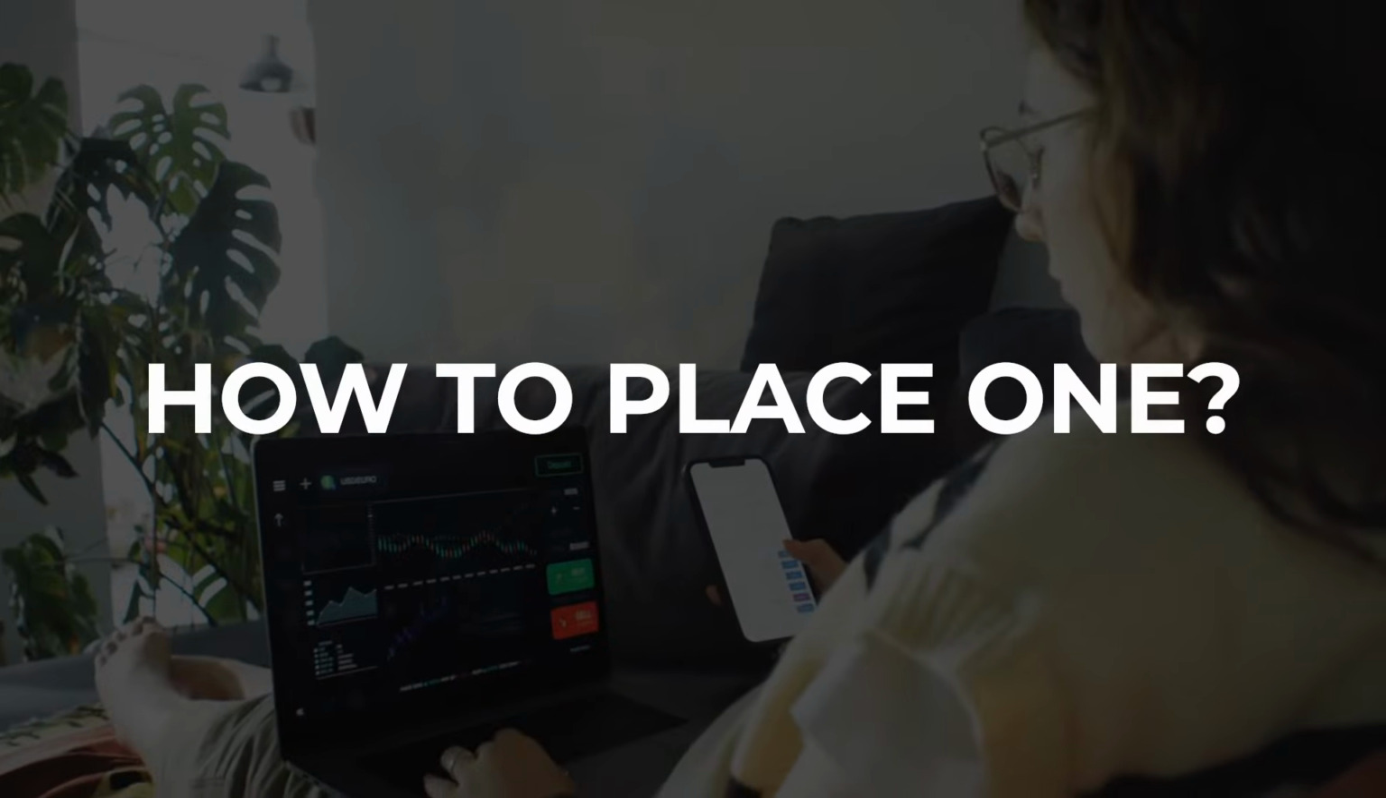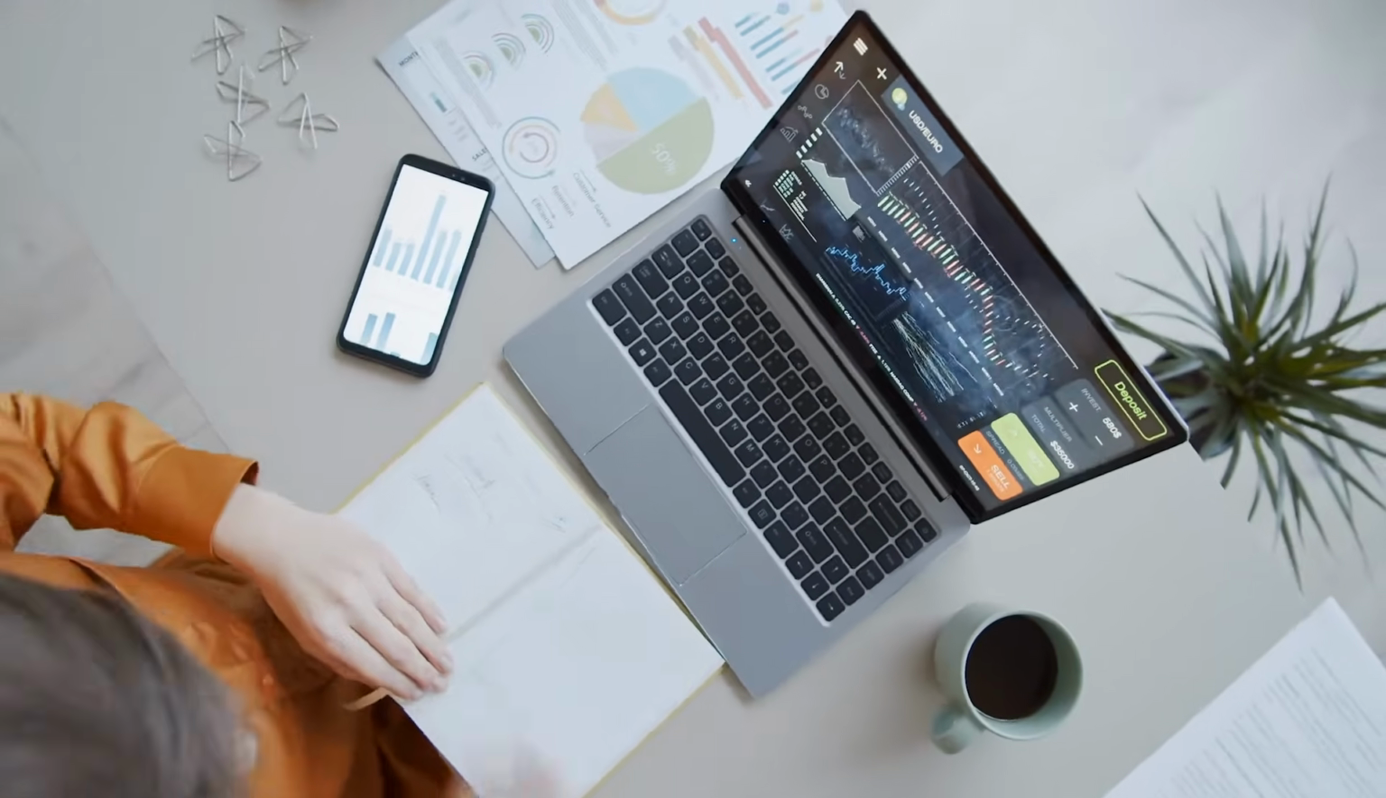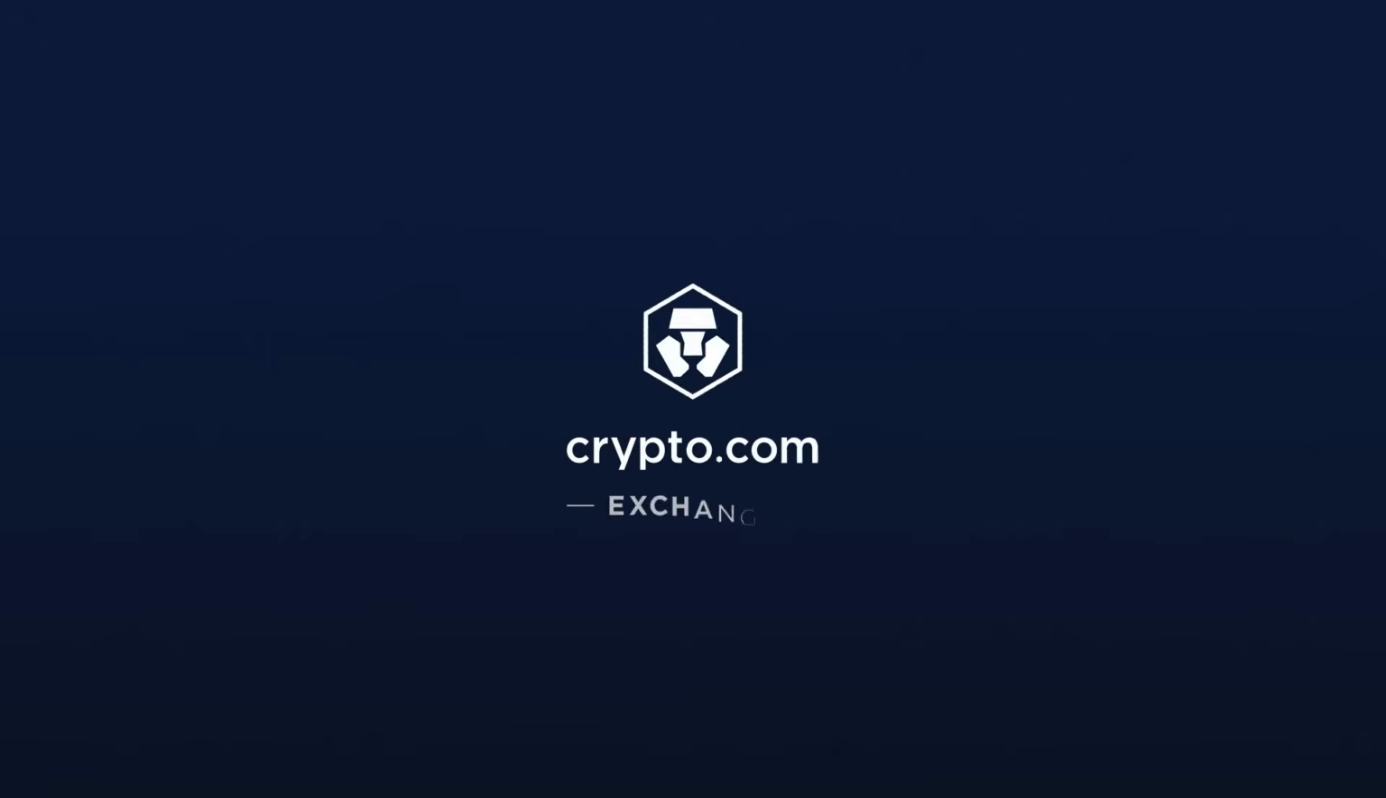how to place one. And although our walkthrough uses Coinbase Advanced as an example, the principles and processes that we're going to be covering are applicable to most of the cryptocurrency exchanges.